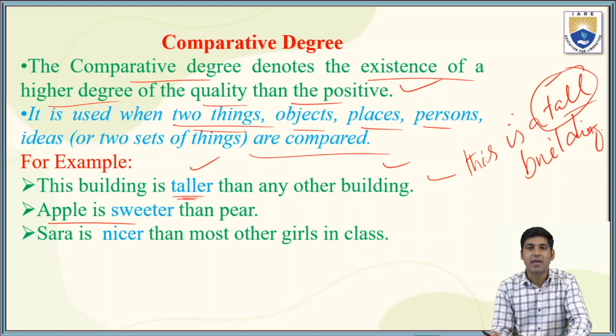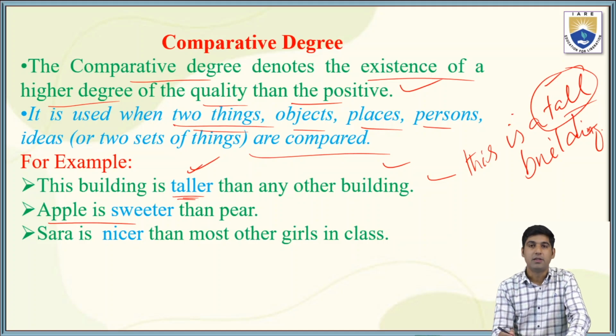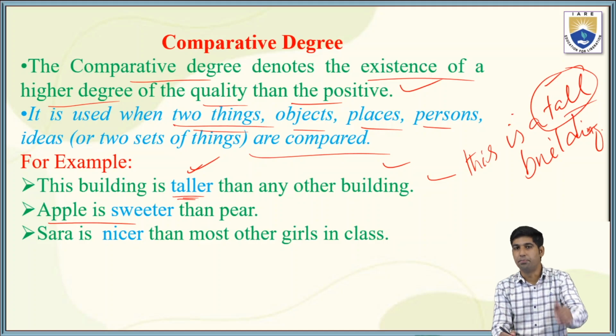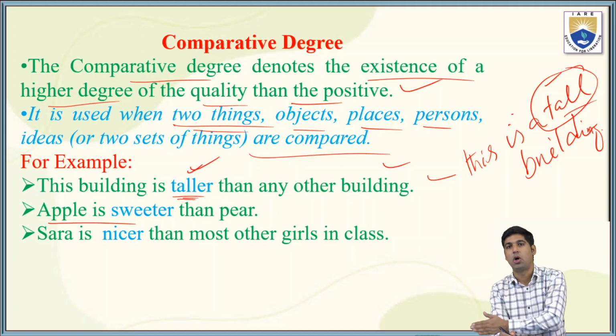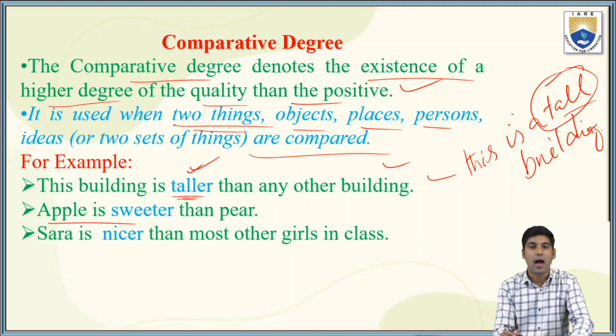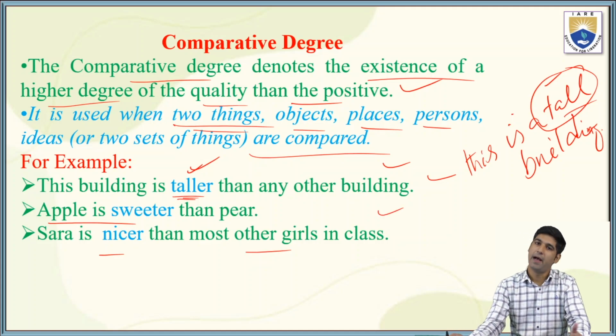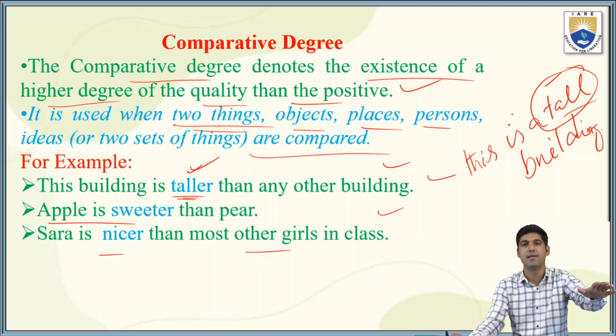So this is how we can use the comparative form. The second form is used as comparative. The first form is tall, comparative is taller, superlative is tallest. Sweet, sweeter, sweetest. Nice, nicer, nicest. Sarah is nicer than most other girls in class. Again we come to know that Sarah is nice.